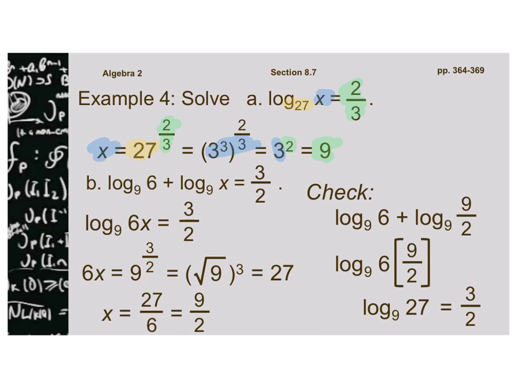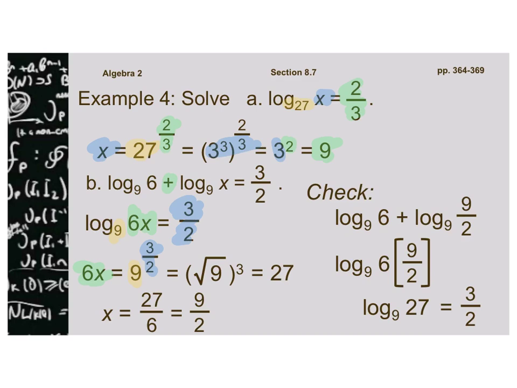Okay, our next one: log base 9 of 6 plus log base 9 of x is equal to 3/2. Well, we're going to combine these together so that this plus becomes a multiplication. So that's how we got the 6x there. Okay, so now we're going to rewrite this using our definition. The base to the outie is equal to my innie. There we go. Now I can solve for x.